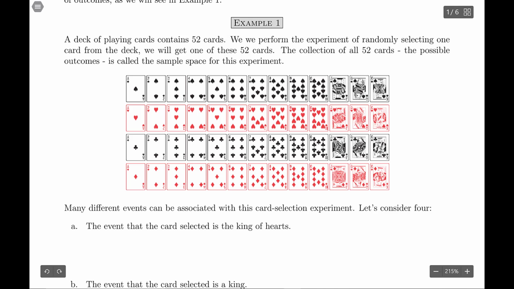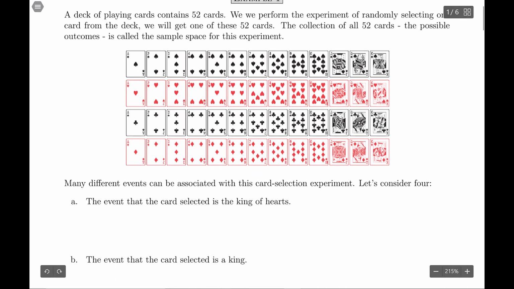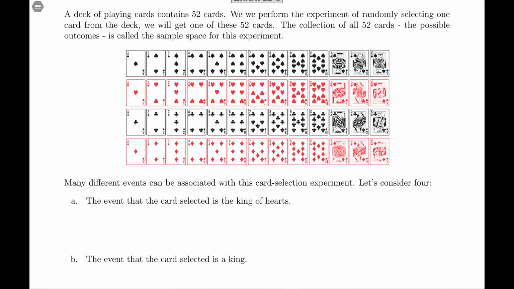So we're looking at a deck of 52 playing cards, and we want to consider some different events that could be associated. There's multiple events that could be associated with the deck of playing cards. We're going to focus on 4 of them right here.